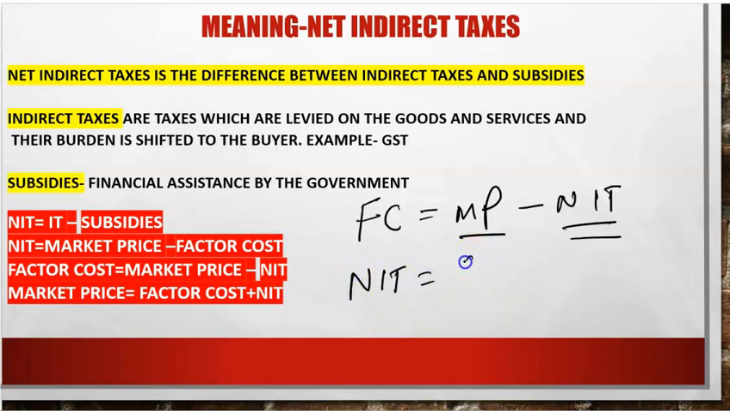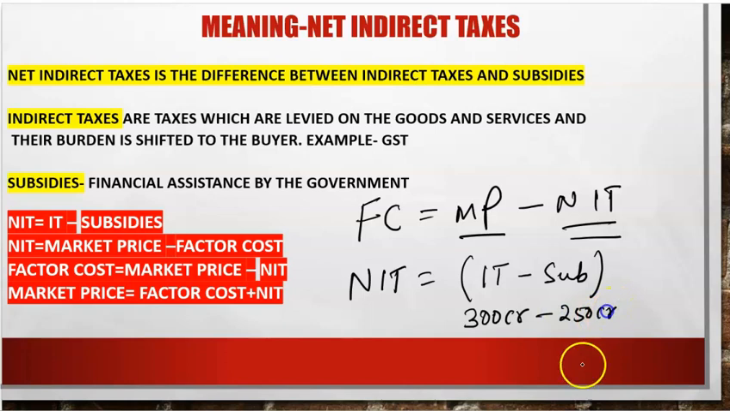NIT is IT minus subsidies. If government takes a transfer called IT from us, government also gives us back a transfer called subsidy. So if government has taken 300 crores from us as indirect taxes, that is GST, and government has given us back 250 crores of the subsidies. So therefore, what is the net amount given to the government by the public? That is 50 crore. So the net transaction is only 50 crores. So we subtract 50 crores from the market price to get factor cost.